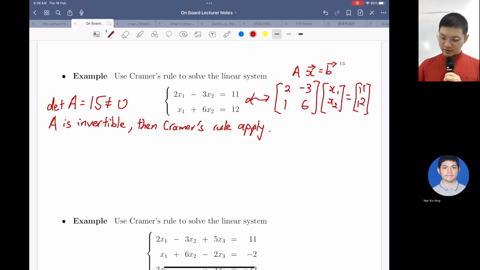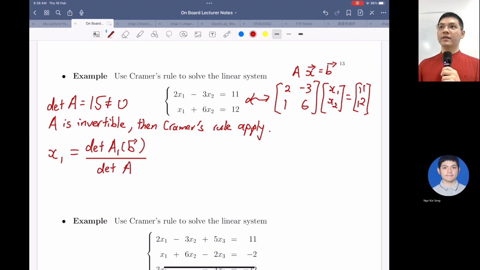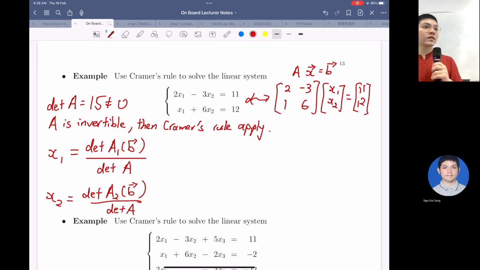So what number do you need to compute here? So x1 is equal to the determinant of A1B over the determinant of A, and x2 is equal to the determinant of A2B over the determinant of A. All right. Okay. So can anyone tell me what is the matrix A1B here?